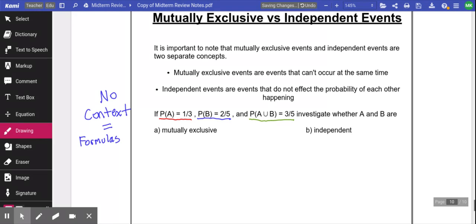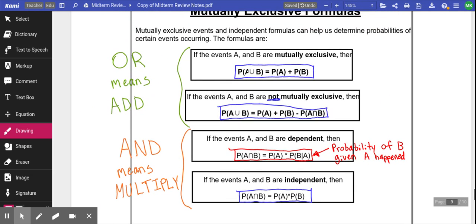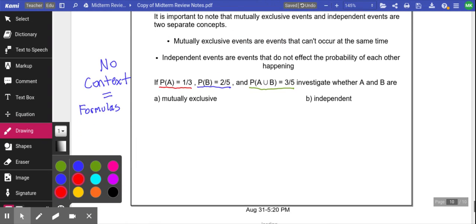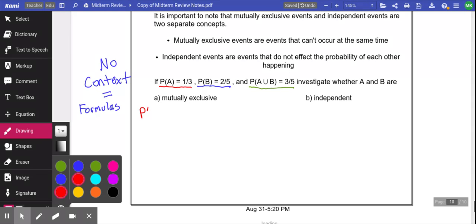Our mutually exclusive formula, if we look back up here, tells us that the probability of A or B should equal the probability of A plus the probability of B. So we're going to test that. We're going to say the probability of A or B should equal the probability of A plus the probability of B. If that formula works, then you have mutually exclusive events. If that formula doesn't work, then you don't have mutually exclusive events.